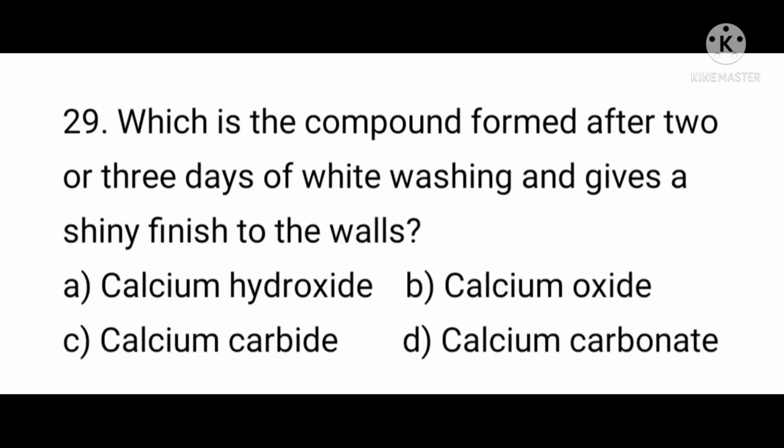Question number 29. Which is the compound formed after 2 or 3 days of whitewashing and gives a shiny finish to the walls? A, calcium hydroxide, B, calcium oxide, C, calcium carbide, D, calcium carbonate. Answer is option D, calcium carbonate.